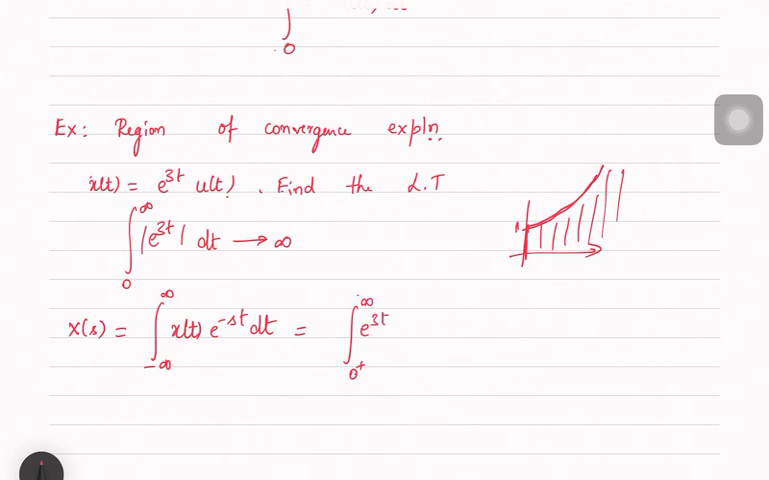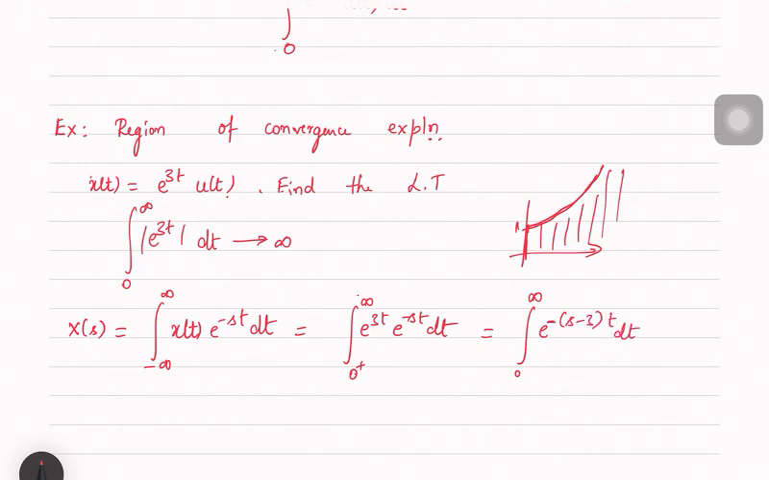So there is no need of writing u of t for 0 to infinity, because u of t is equal to 1 for all values of t greater than 0, right? So the product will be equal to the integral of e power 3t into e power minus st dt. So I'll write it as the integral of e power minus (s minus 3)t dt.